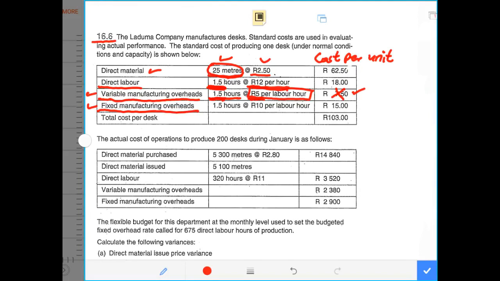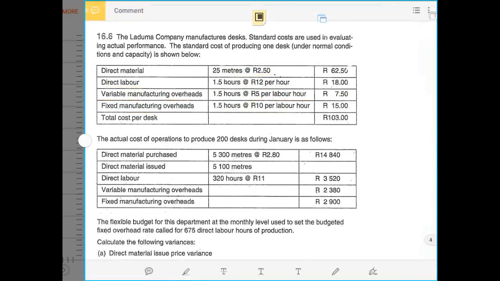And our fixed manufacturing overheads, we have 1.5 standard hours, which is standard hours per unit. And that standard hours is incurred at 10 Rand per labor hour. That means our fixed overhead rate per labor hour is 10 Rand. And we normally call this the predetermined overhead rate, in abbreviation POR, where the base is labor hours, which in this case is 1.5 labor hours per unit. Therefore, that will give us 15 Rand per unit.